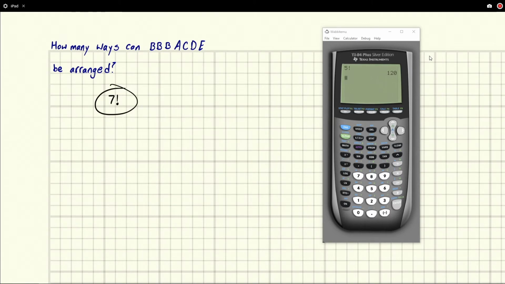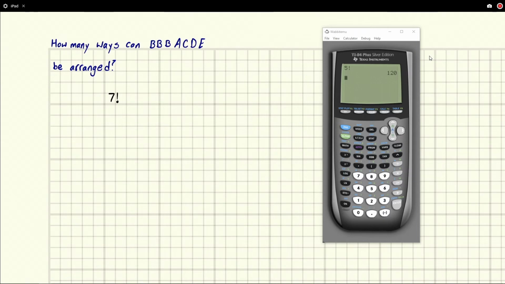But we know this is too big because it includes all of the versions where these 3 B's are switching around. So what we're going to do is divide them out. By dividing, we remove those extra possibilities. Right now, we want to remove these 3 B's. So all the different ways we have to swap these 3 B's need to be removed so that we get only the ones that matter.